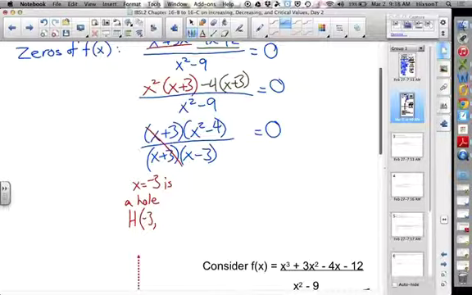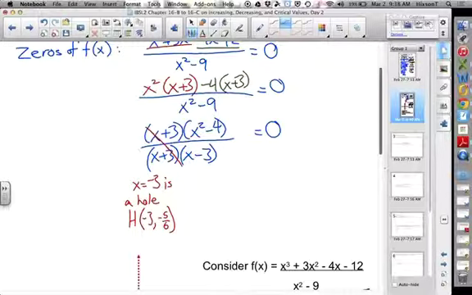So 9 minus 4 is 5. Negative 3 minus 3 is negative 6. So it's negative 5/6. Yeah. Here, how do you go from x squared times x plus 3 minus 4 times x plus 3 to just 1 times x plus 3?